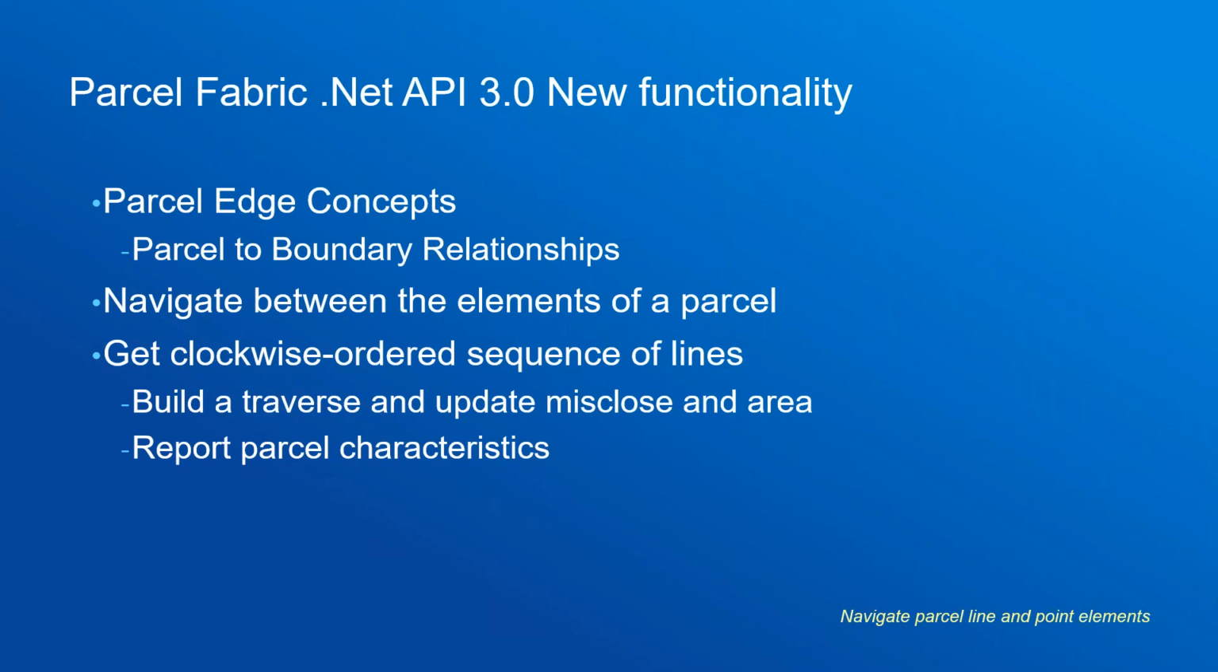This is important because it allows us to build a traverse. When we're creating a traverse using bearings and distances on the lines, we need to go in a sequence to form a closed loop that goes around that parcel, and that gives us the ability to calculate a closure and calculate the COGO area. It also gives us the ability to report parcel characteristics, such as those misclosing areas. I'll show some of this here, but first let's talk about the concepts.